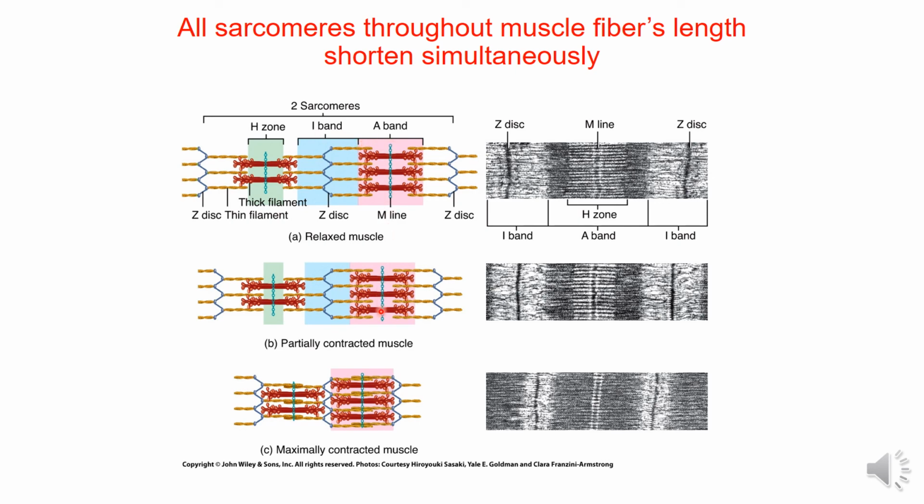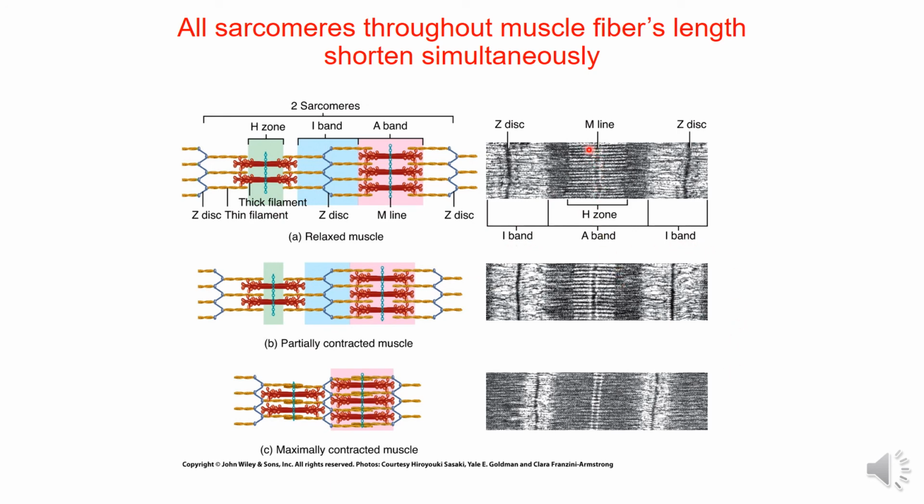If we look, what are the changes that appear in the sarcomere? The I band decreases, the H zone decreases, the whole sarcomere decreases, but the A band is kept constant. So during sarcomere contraction or during skeletal muscle contraction, the sarcomere shortens, the I band shortens, the H zone shortens, while the A band is not affected. It is apparent here in the electron microscopy picture.